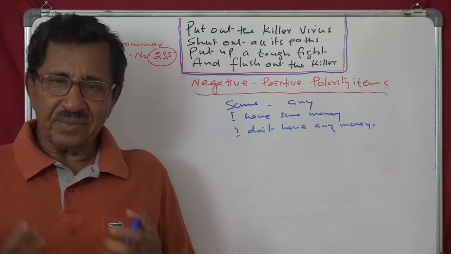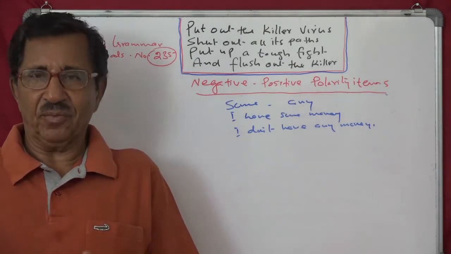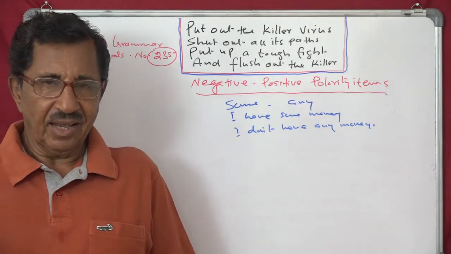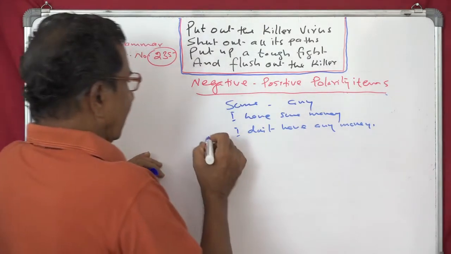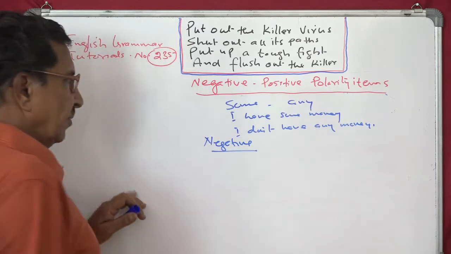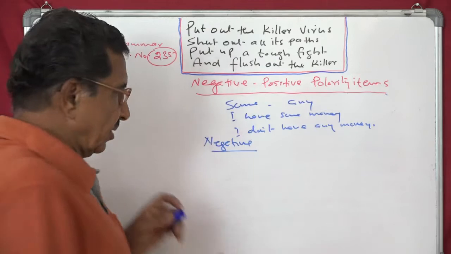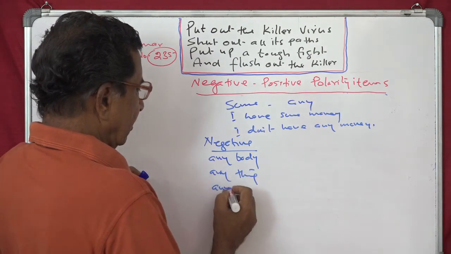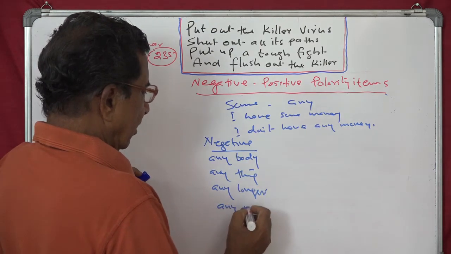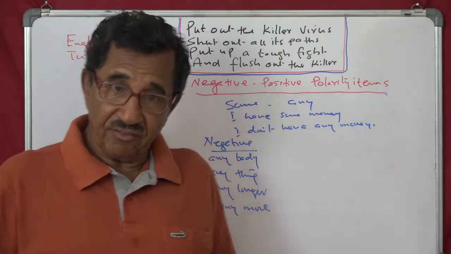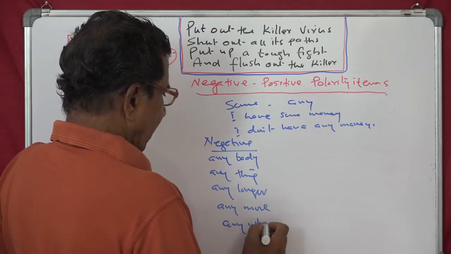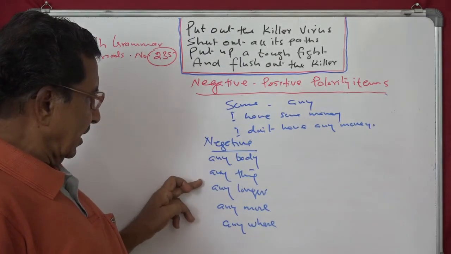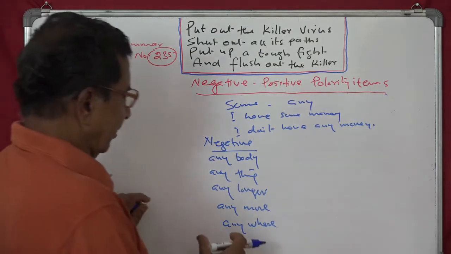Like that, you have somebody, someone, something, somewhere, somewhat, somehow, and anybody, anything, any longer, any more, anyone, anywhere. I will write them here so it will be easy for you. The negative ones are the combinations with any: anybody, anything, any longer, any more, anywhere, anyone. So these are negative polarity.